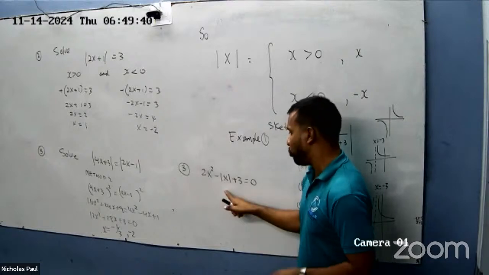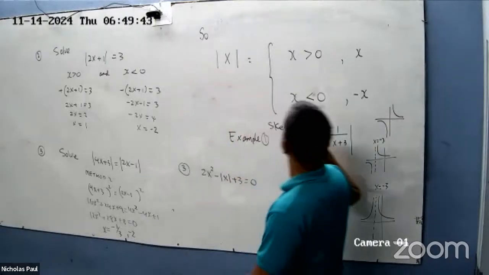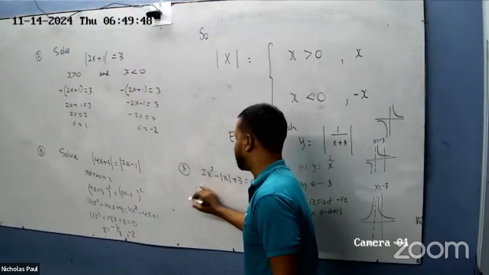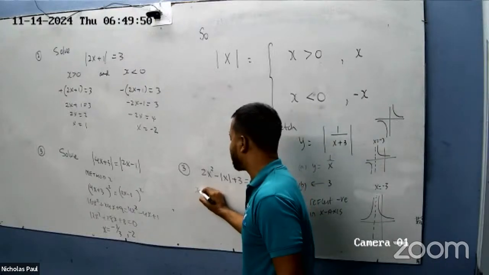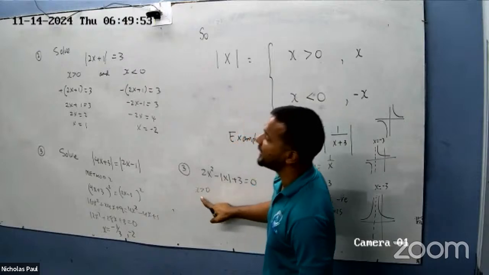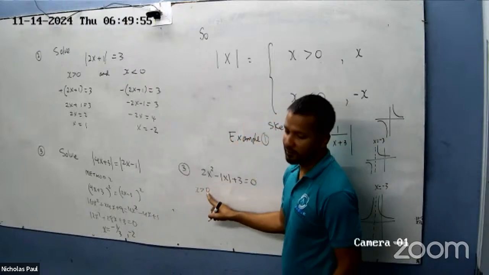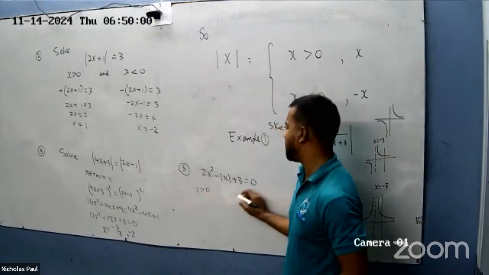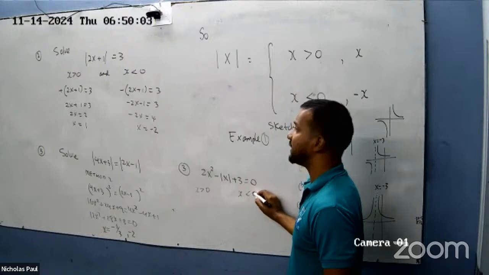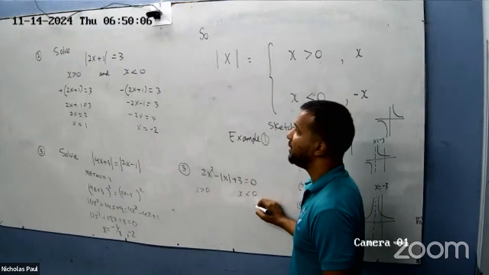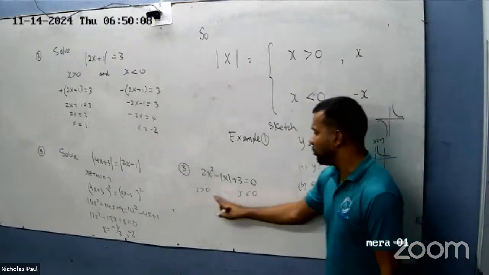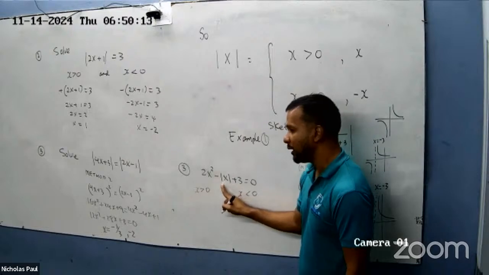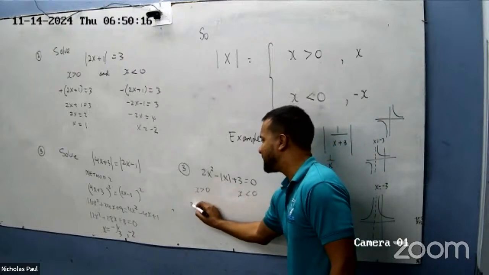So what you'll do here is use the definition again. So when x is more than 0, you're seeing this? X is more than 0, and this is x is less than 0. So when x is more than 0, this here stays positive. When x is less than 0, this becomes negative. So you write it like this.